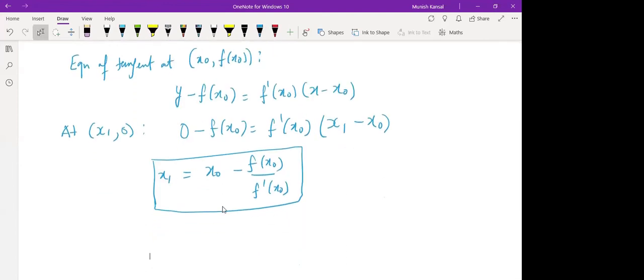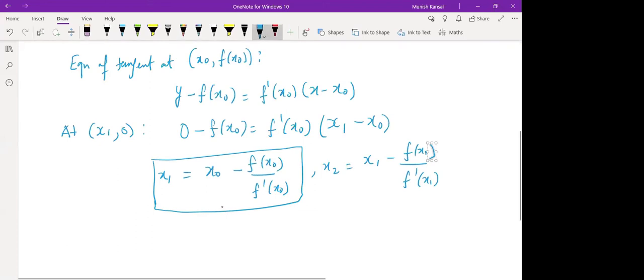Similarly, you can find out x2, x1 minus f of x1 by f dash x1. And you can generalize. I have written the general formula at the top, right? So once you find out these approximations, after a few stages, you will either reach the root or you will get a good approximation to the desired root.